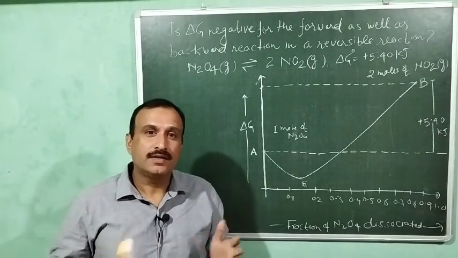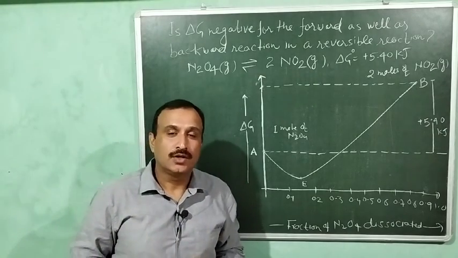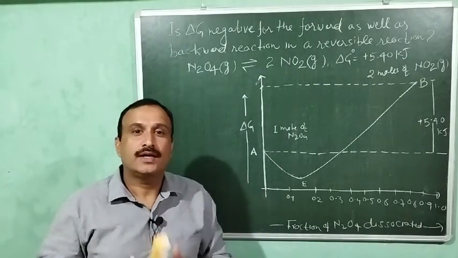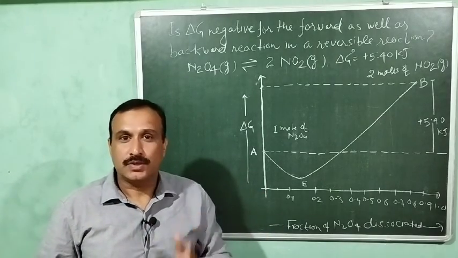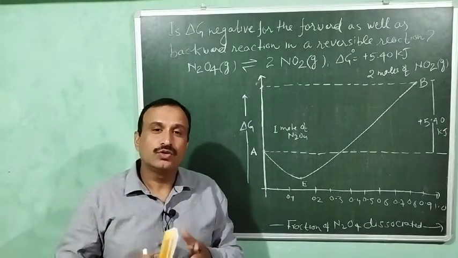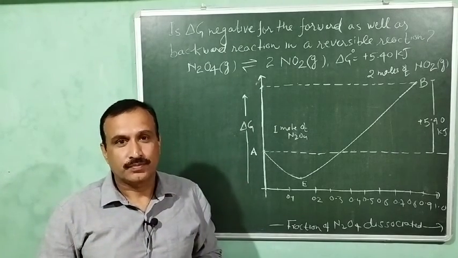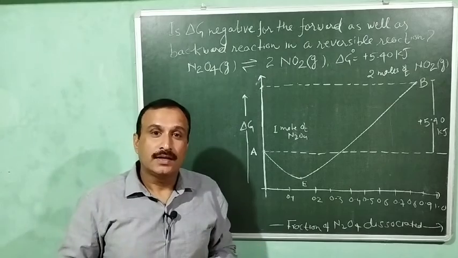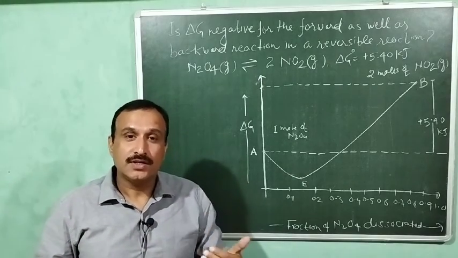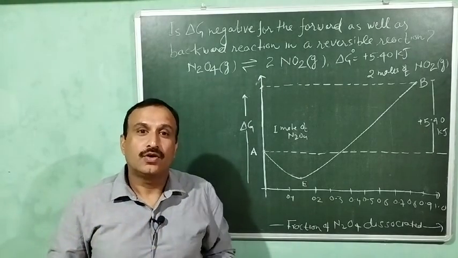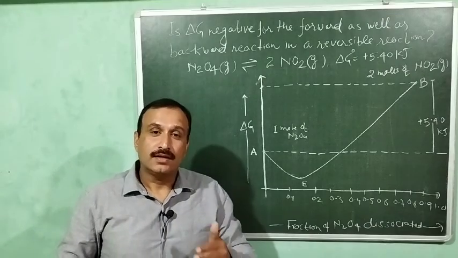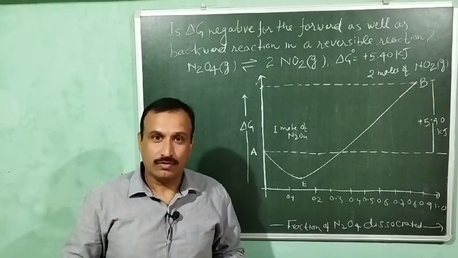Because we have studied that in a reversible reaction both forward as well as backward reaction takes place, and we also know that delta G is negative for a spontaneous reaction, and we have also studied that if the delta G is positive for the forward reaction then it will be negative for the backward reaction.